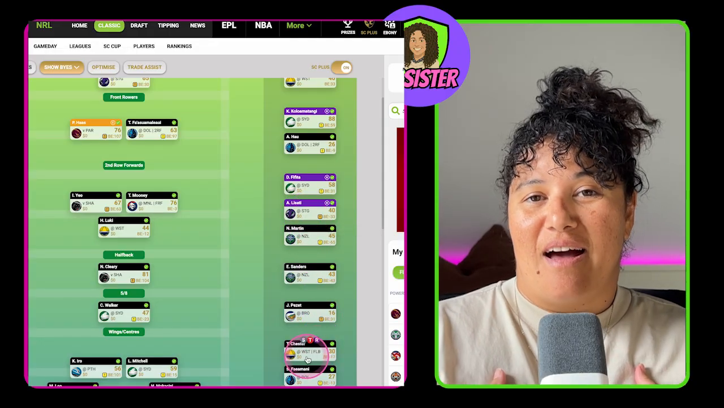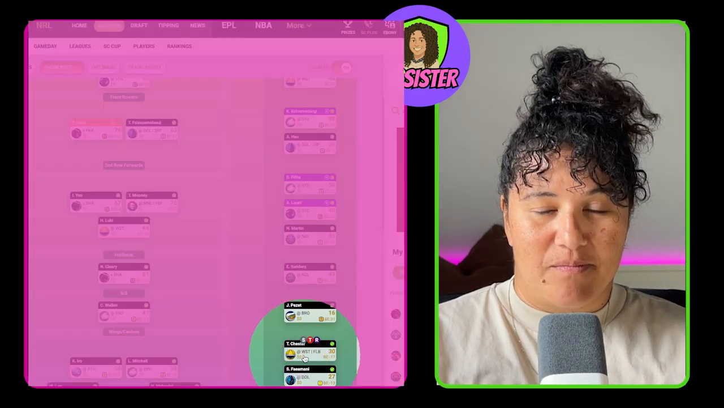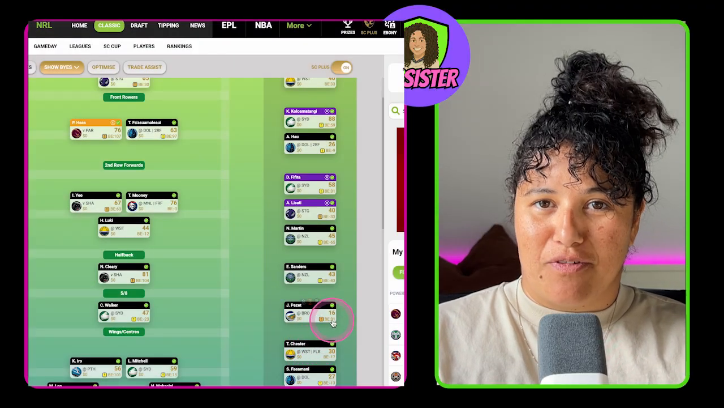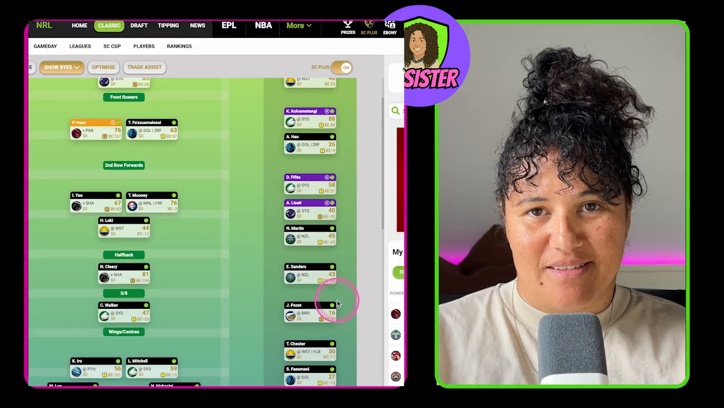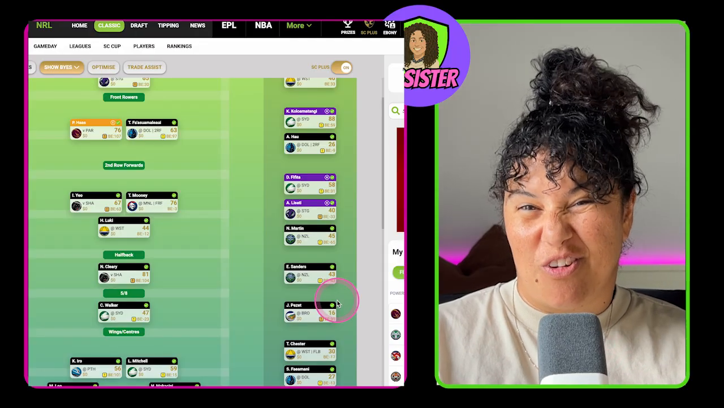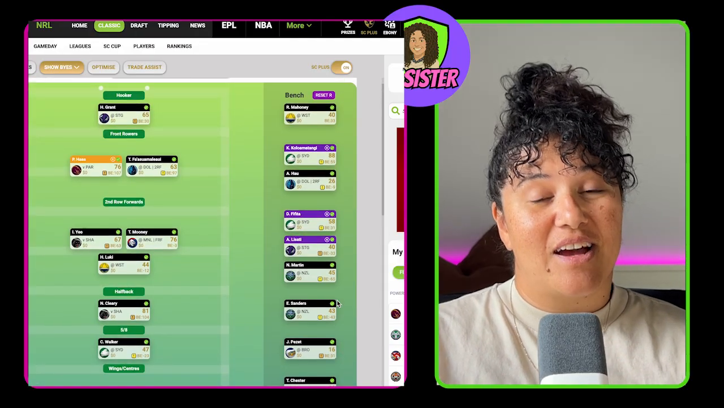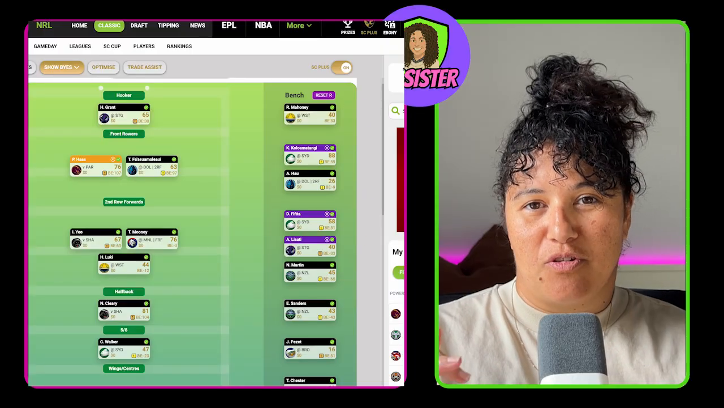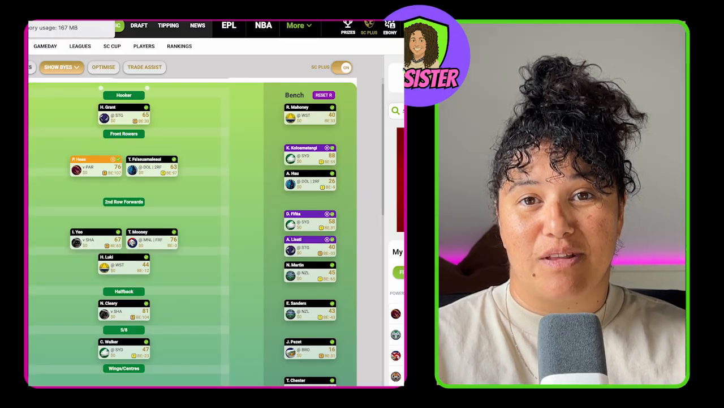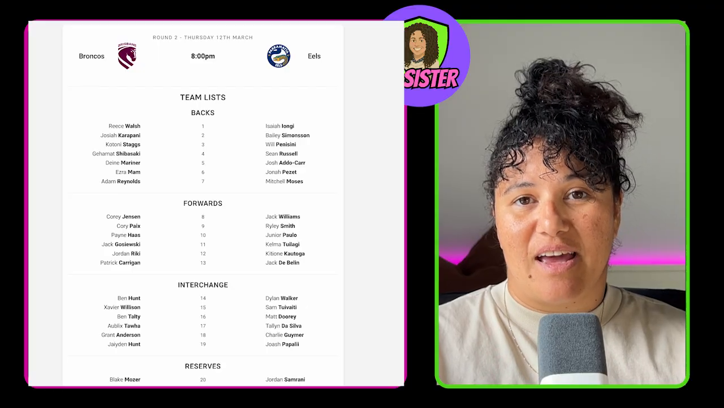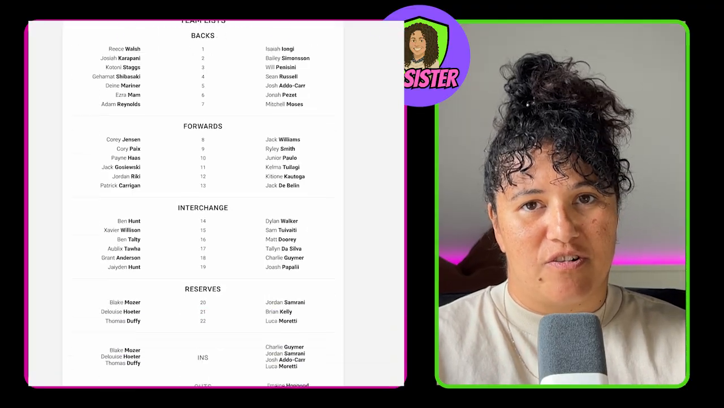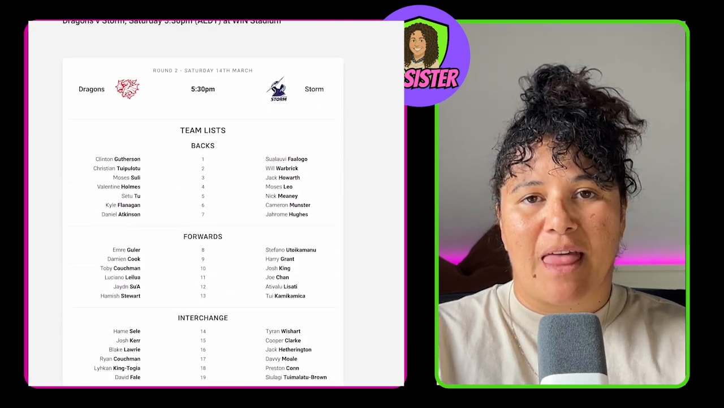So if I have a reserve center wing who usually plays on the right edge, and I know, for example, they're going to be running up against a left edge defender who's known to struggle a little bit, then that could help really weigh up my decision. So paying attention to the matchups, both on a team level and on an individual level, can really elevate our game in terms of maximizing the points that we accumulate across our squad for the round.